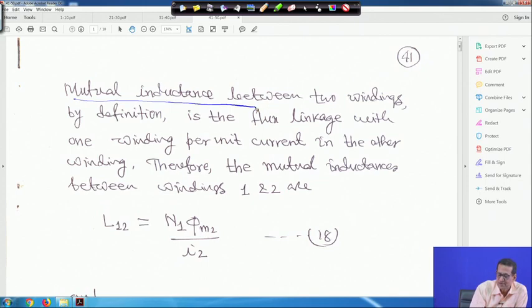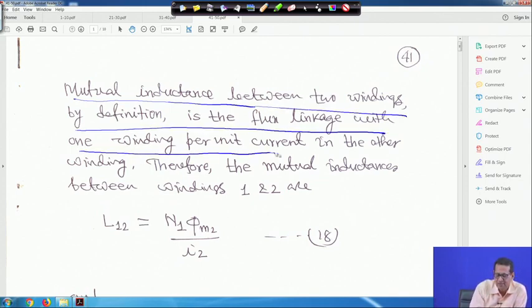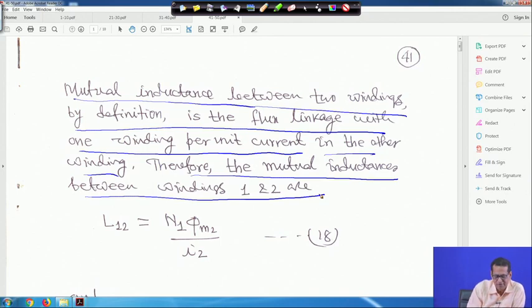Mutual inductance between two windings by definition is the flux linkage with one winding per unit current in the other winding. Therefore, the mutual inductance between windings 1 and 2, L12, will be N1 into phi M2. It is actually this phi M2, the mutual flux, that is linking coil 1 whose turns are N1, and that is due to the current I2. So you can write L12 is equal to N1 phi M2 upon I2. This is equation 18, right.